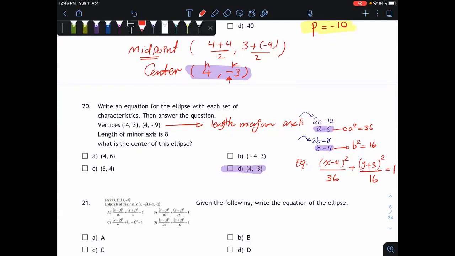But here, which one is bigger, guys? The major axis is bigger. Yes. So it's a horizontal ellipse. Okay. So your equation is this. Any question?